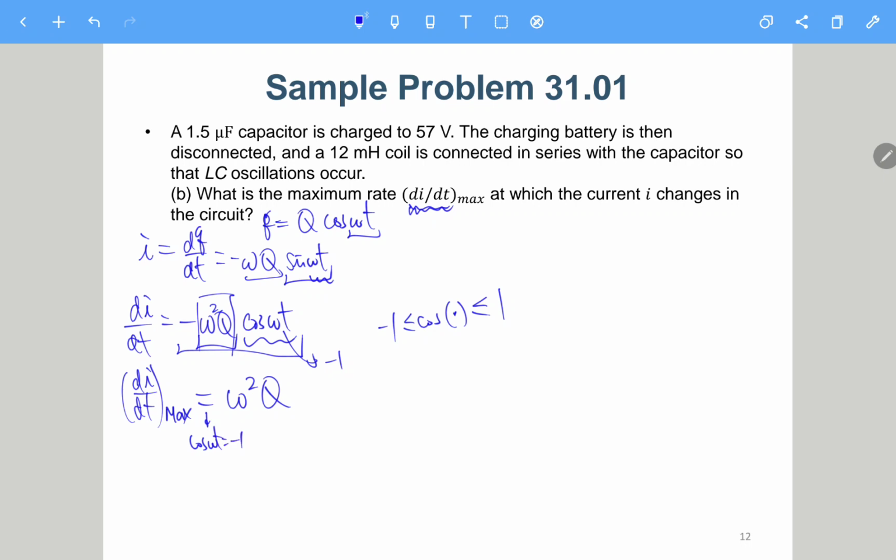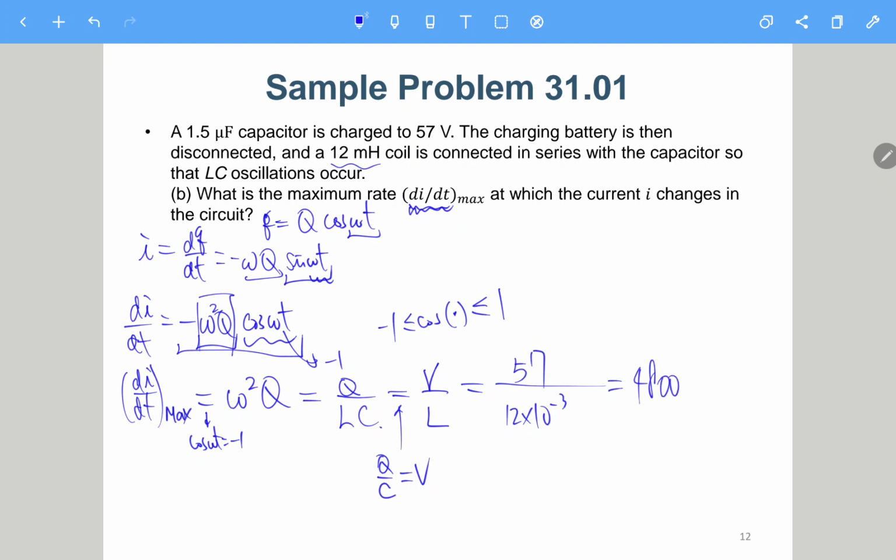Okay, and then we can just plug in the number, or we can just make omega squared 1 over LC. So we have Q over LC, and then Q over C is actually V, so it is nothing but V over L. Here Q over C is V. So finally it is V over L, which is 57 over L, 12 times 10 to the negative third power.